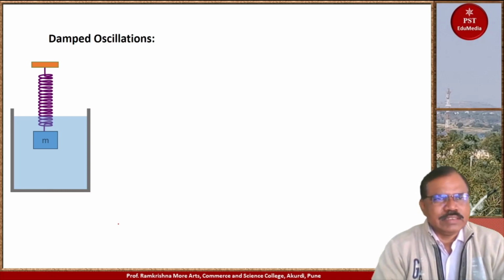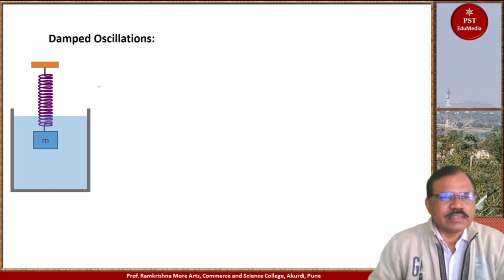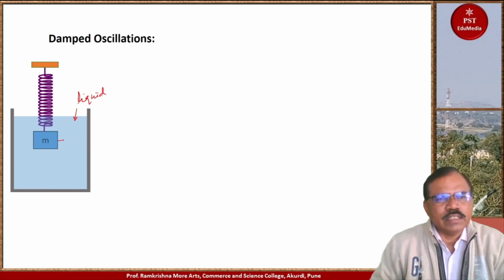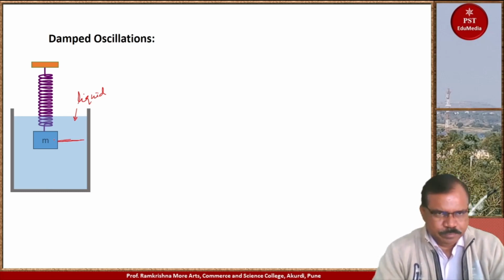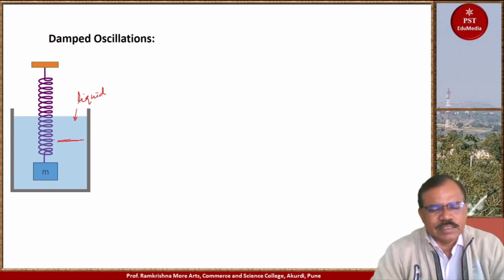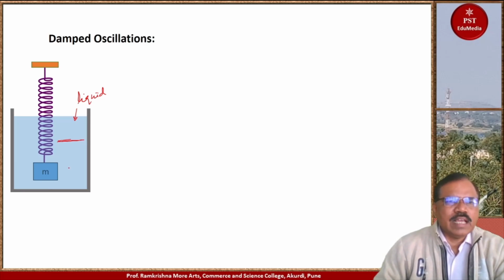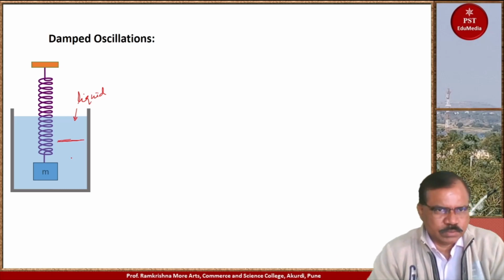Suppose we take a spring mass system, and we have immersed this spring mass in, suppose, a liquid. So what happens here? This is the equilibrium position. And suppose it is in a resistive medium. Suppose we extend this from the equilibrium position and release. Then what will happen? Due to the medium, a force will act on the body or on the oscillator. That force is called damping force.